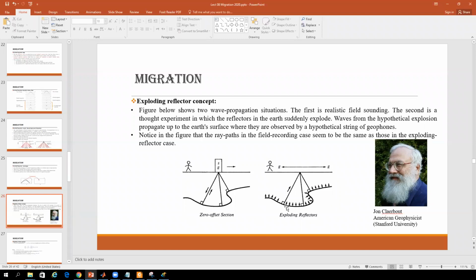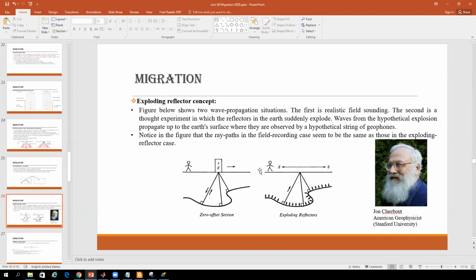The exploding reflector is saying that the stacked seismic image, which we collect from the field by having source and receivers at the same locations, after the NMO corrections and after the stacking, can be simulated in another way.